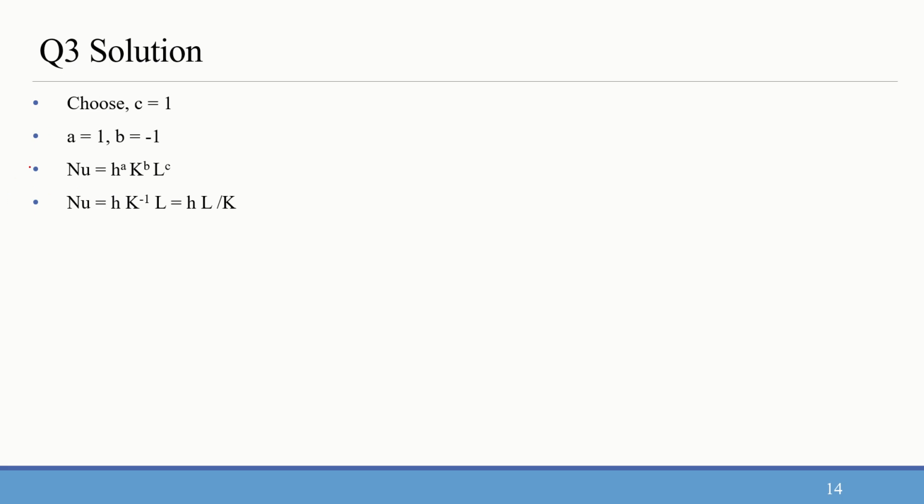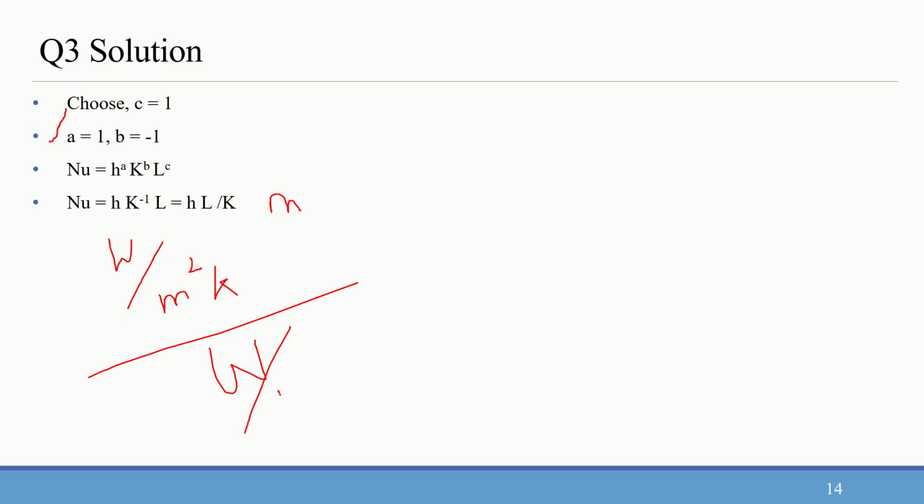I'll just prove that to you. Where is my pointer? Yeah. Here h is, as I mentioned, watt per meter square Kelvin, right? L is in meter, divided by k, watt per meter Kelvin. So here meter square and meter get cancelled, and the units cancel out.